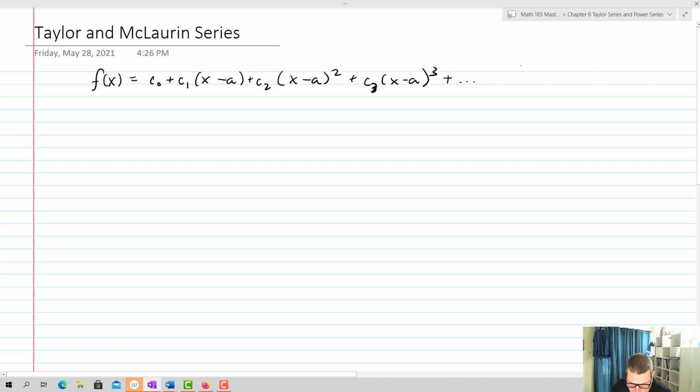All right. And say that we have r as the radius of convergence. Let's just assume that it's going to converge. So for right now, we're going to assume it's going to converge. We'll talk about whether or not it'll converge later on, okay? And what we want to know is, what are these coefficients?